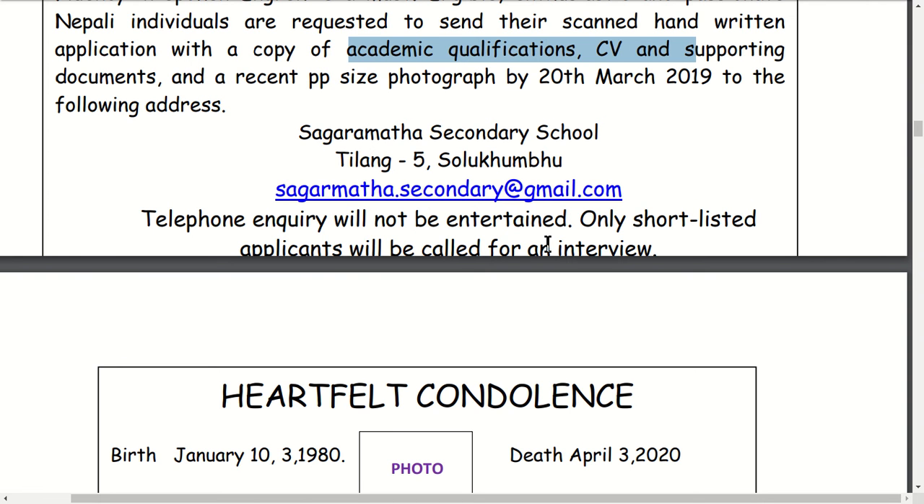That means there is a problem explaining things on the telephone, so candidates are not allowed to telephone. Not all candidates will be called for interview; only shortlisted candidates will be called. The selection committee will check all the applications first, and then shortlist. And then only shortlisted candidates will be called for an interview.